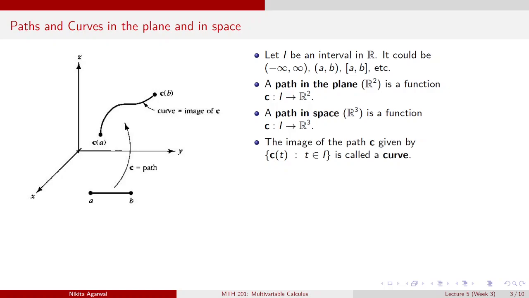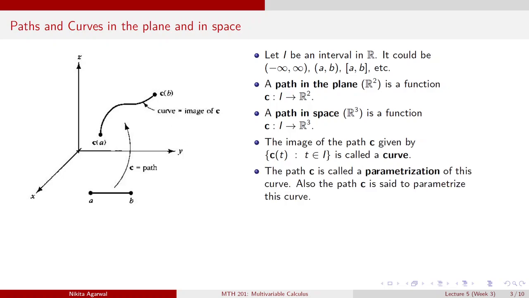We'll look at a few examples and it will be clear. So the path is a function, and the curve is the image of that path. The path C is called a parametrization of this curve. So you are parametrizing the curve. Also, the path C is said to parametrize this curve. So either you say that the path is a parametrization of the curve or the path parametrizes the curve.